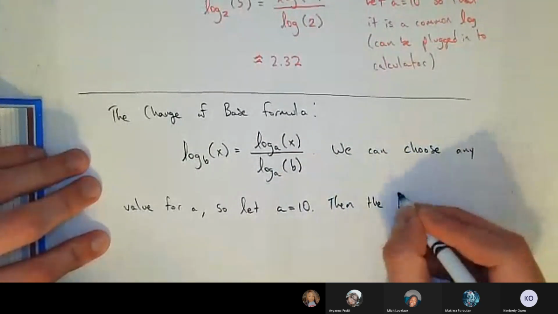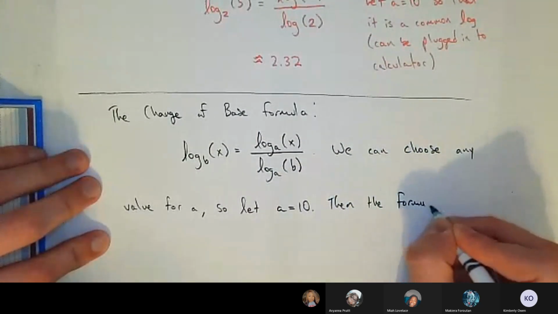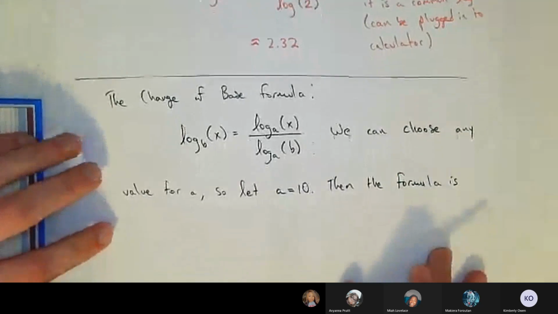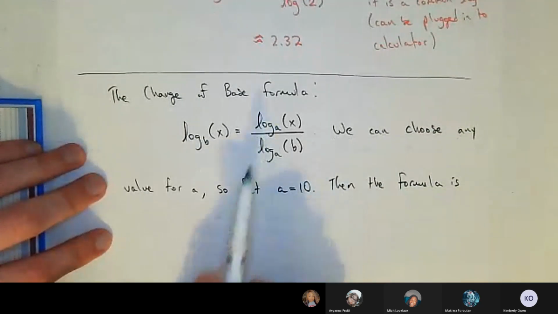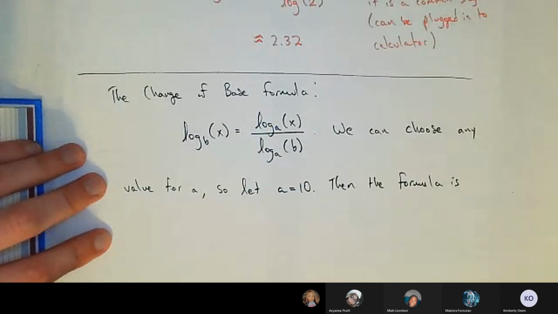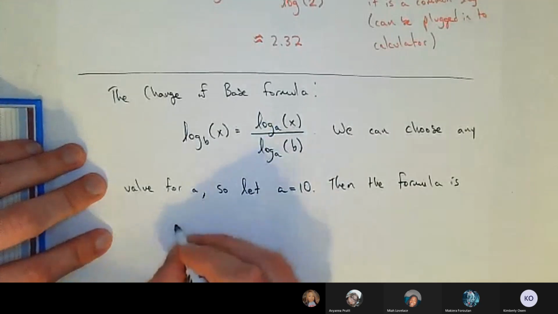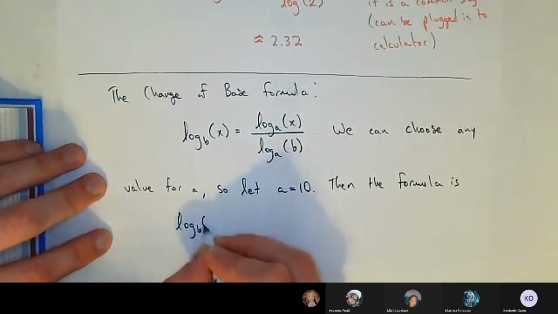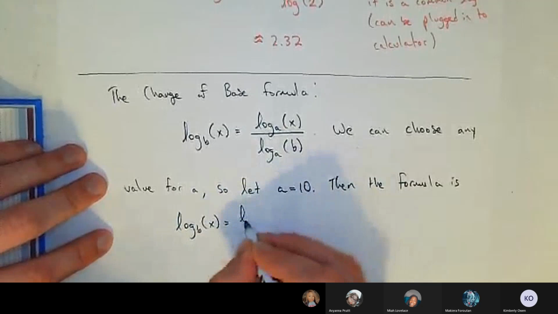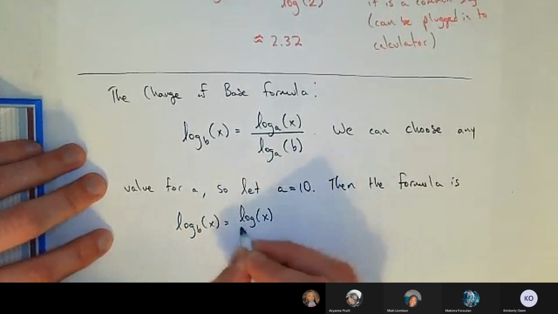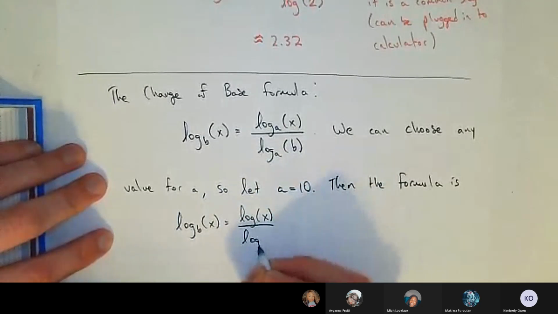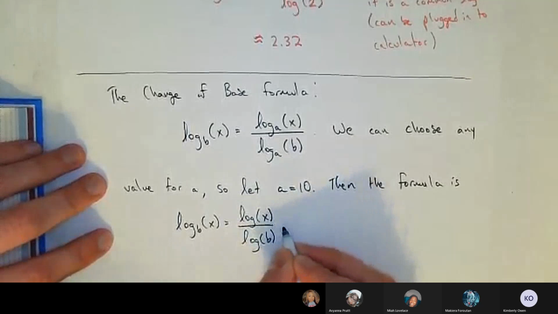Then the formula is, so if a is 10, then we don't have to write it in the base because it's understood that if you don't write it, it's a 10. So we have log base b of x is equal to log base 10 of x over log base 10 of b.